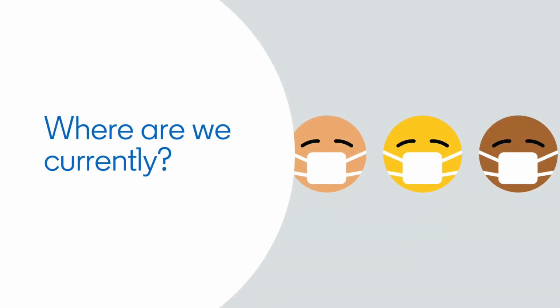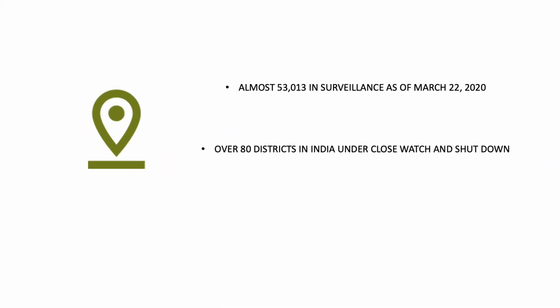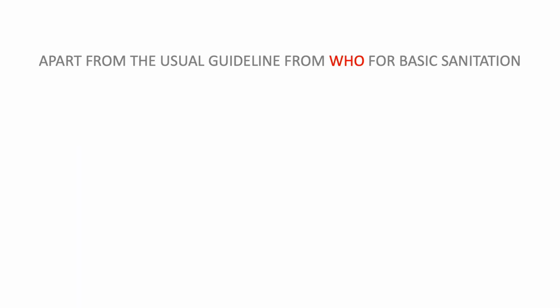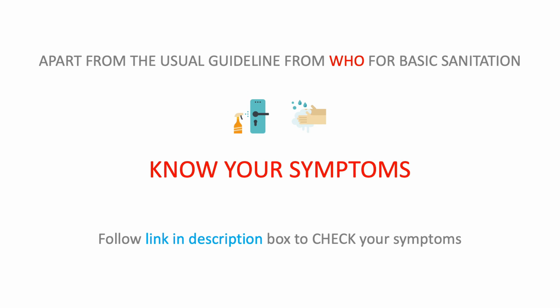According to the statistics, as of March 22nd, in Kerala alone, 53,013 cases have been kept under surveillance. By March 29th, this number has crossed 1 lakh. What can you do in such a situation? Apart from the usual guidelines, which is offered by WHO for basic sanitation and social distancing, you must all know your symptoms. Follow the link in the description box to check for symptoms. Stay at home, stay safe, and take care.